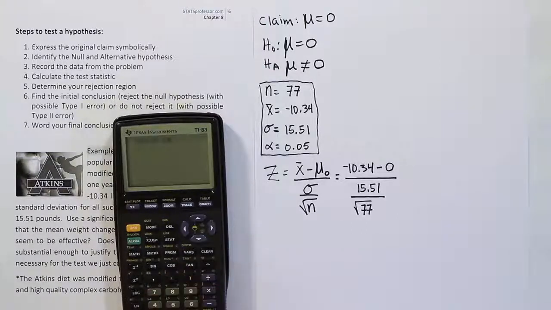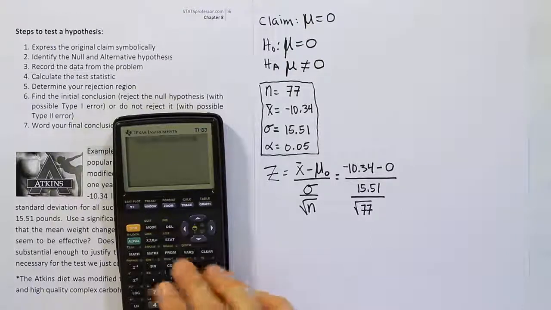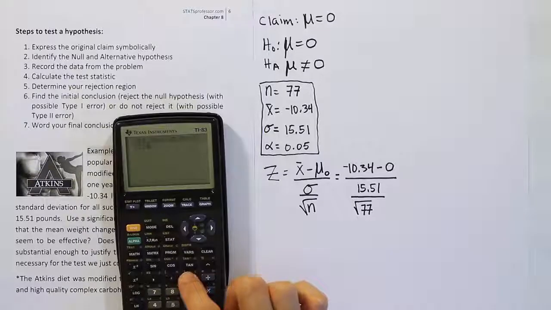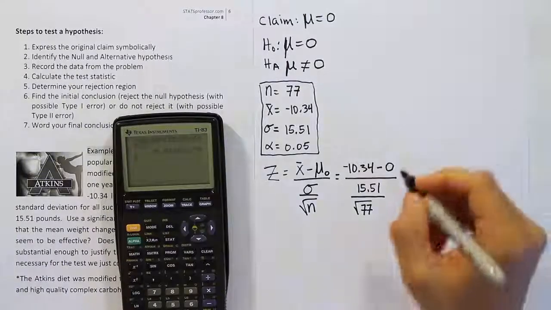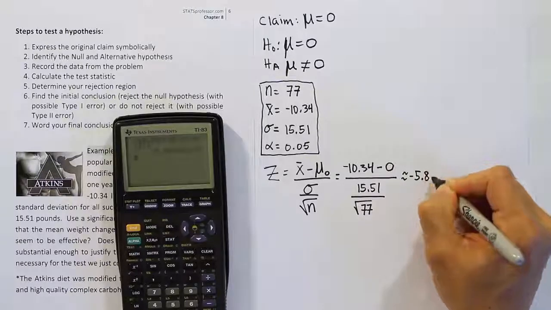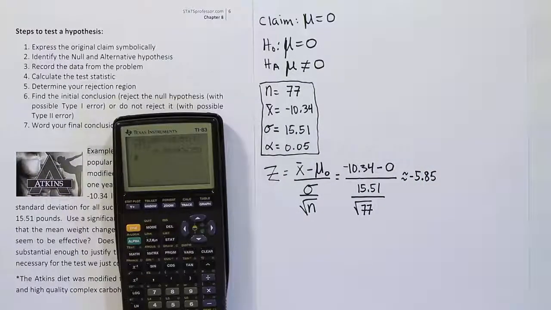Then divide by, parenthesis, 15.51 divided by the square root of 77. So I'll close up my square root, close up my bottom denominator's parenthesis, hit enter, and I get a very extreme test stat. It's approximately negative 5.85, which would indicate a pretty extreme result.